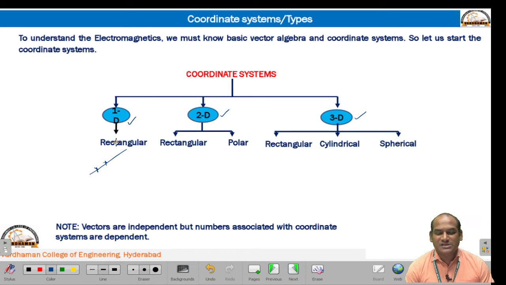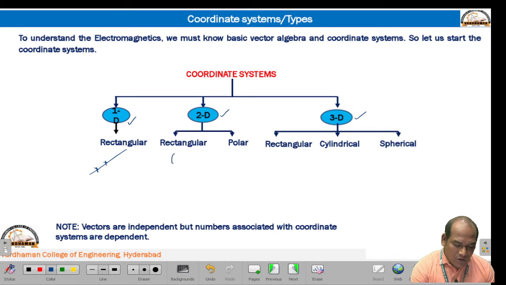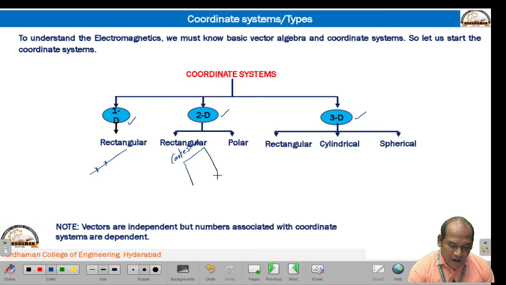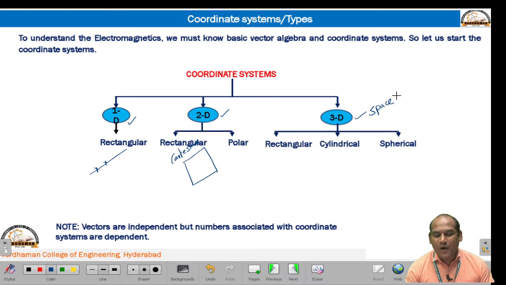Coming to the two dimensional Cartesian coordinate system or two dimensional polar coordinate system. Basically, the rectangular coordinate system can also be called the Cartesian coordinate system, and these two dimensional coordinate systems are for the representation of points on a sheet or a surface plane. We can represent any point by using either the rectangular coordinate system or the two dimensional polar coordinate system. And coming to the three dimensional coordinate systems, these are for the representation of points in space. In space, any point can be represented by using the three dimensional coordinate systems.